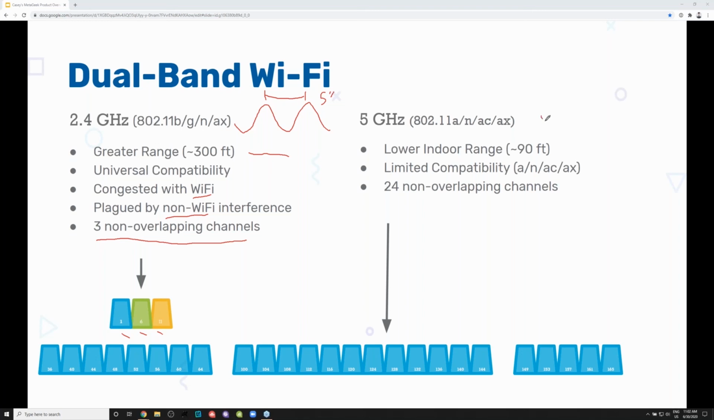The 5 gigahertz band, on the other hand, is a little bit smaller. The wavelength is about 2.4, 2.5 inches or so. So what this means is that it can't really pierce through walls as well. It has a lower indoor range, talking about 90 feet. And not all Wi-Fi devices will actually work with this band. So cheaper Wi-Fi devices are 2.4 only and don't support the 5 gigahertz band. But there's a lot more room, as you can see. There's 24 non-overlapping channels in the 5 gigahertz band. So it's a good idea to typically deploy as much as possible in the 5 gigahertz band.